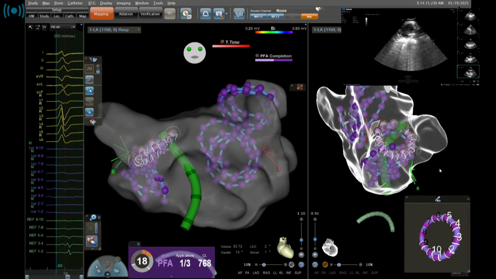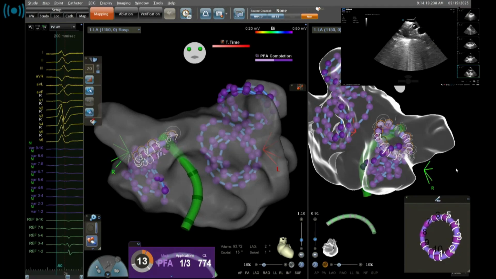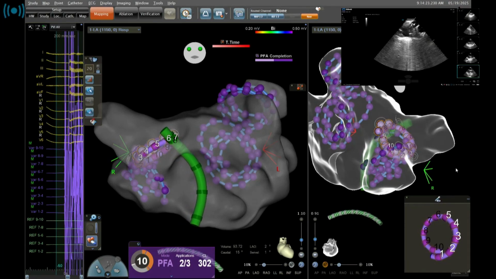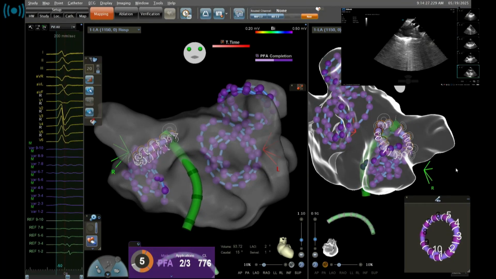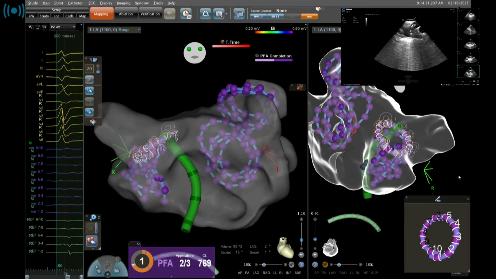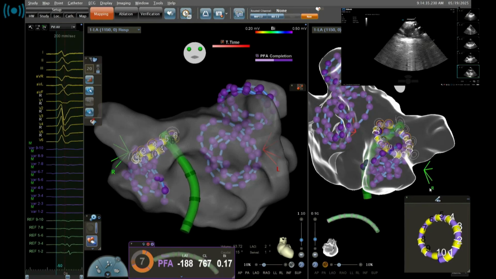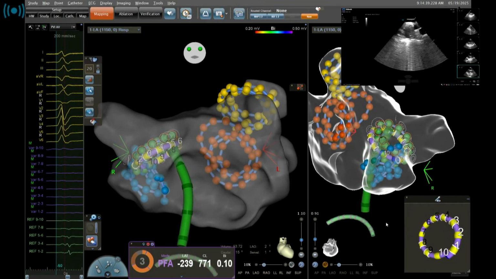We gave 1 milligram of atropine before the left superior, because the heart rate of the patient was 50, 55 beats per minute. So in order to avoid vagal reflex, we gave just 1 milligram before left superior. Now I open, because I gave 2. I open, I just pull back a little bit.